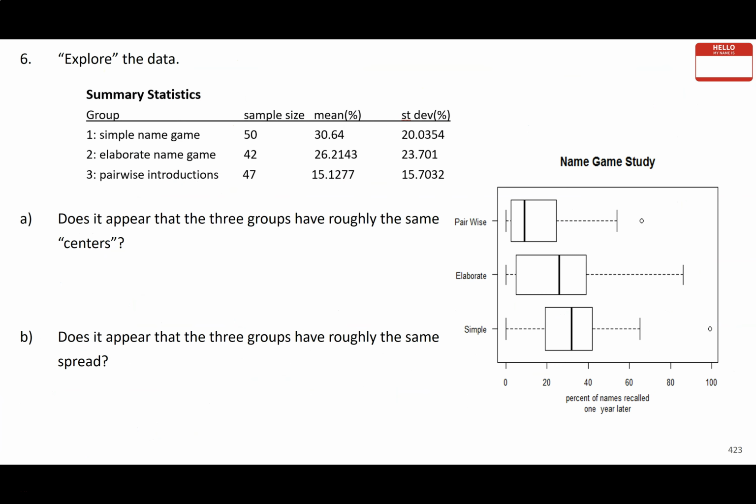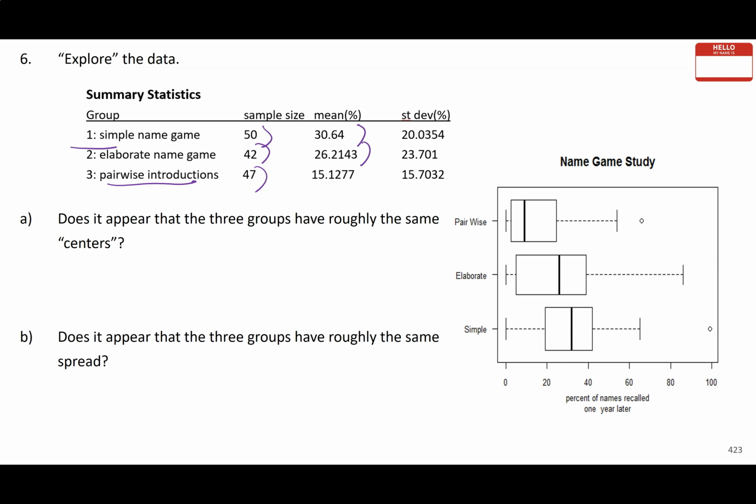So then our next part here, so explore the data. So this is just giving us like an initial view here. So my simple name game, I had 50 in that group. I had 42 in the elaborate name game and 47 people doing pairwise introductions. That seems a little weird since they're supposed to be in pairs. Maybe we had somebody drop out. Actually, that happens a lot, especially if you follow somebody 1 year later.